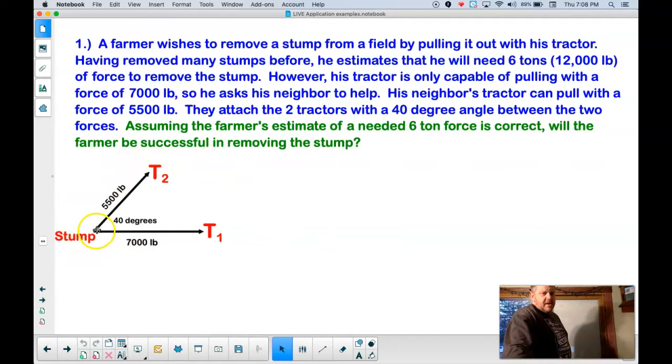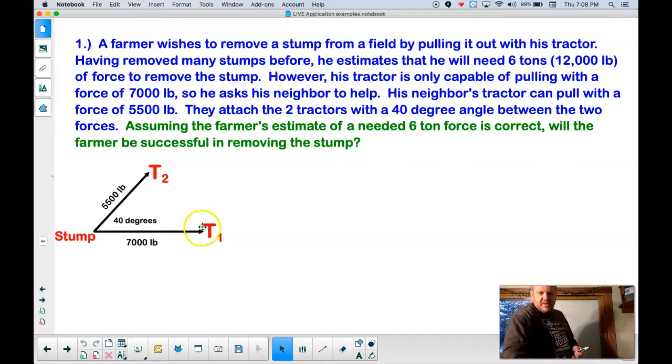We got the stump right here. We got the first farmer pulling on the stump in this general direction with 7,000 pounds. We've got the neighbor pulling in this general direction with a 40-degree angle in between them right there. Okay? So I'm going to just redraw this on my makeshift whiteboard.